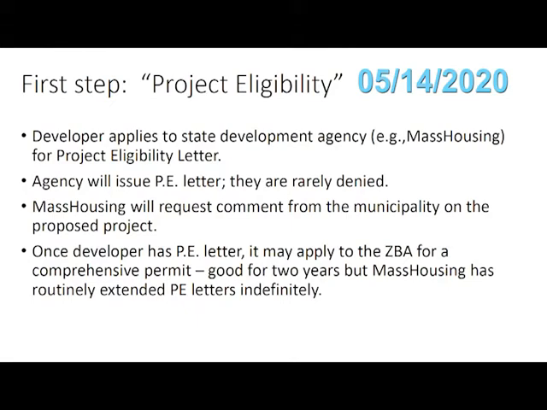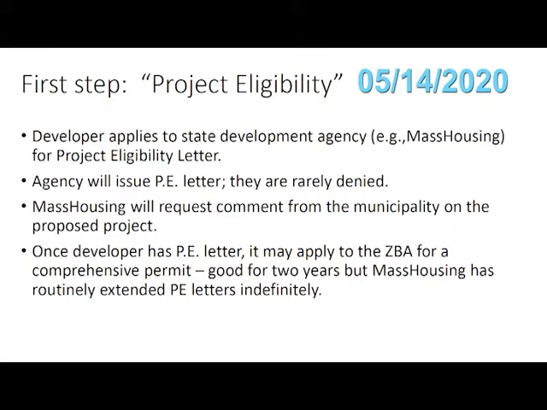So the first step to applying for a comprehensive permit in a city or town in the Commonwealth is to obtain what is called the project eligibility letter, but you should think of it as a ticket. It's a ticket of entry to the town of West Newbury. Only people with tickets can apply for a comprehensive permit. So how do you get the ticket? You apply to Mass Housing or another agency called Massachusetts Housing Partnership, and you apply for a ticket. You pay a fee, you fill out a form, you provide some details, and the ticket will be issued.